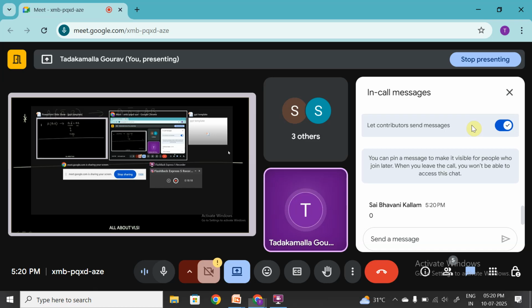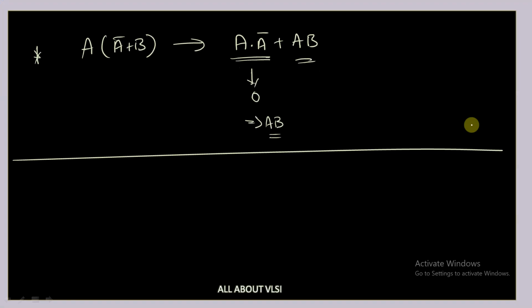Is that clear? Next we have one more law which is known as Idempotent Law.